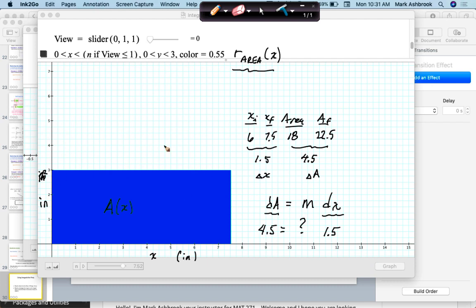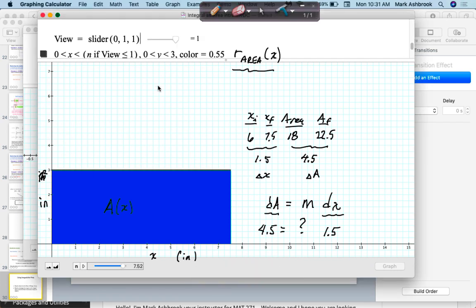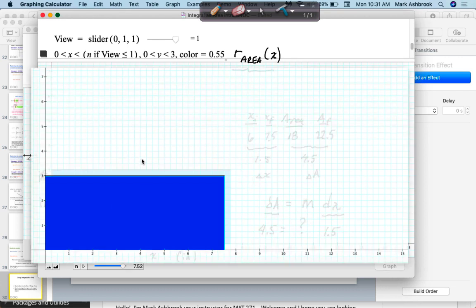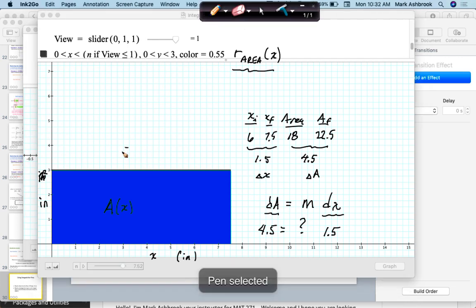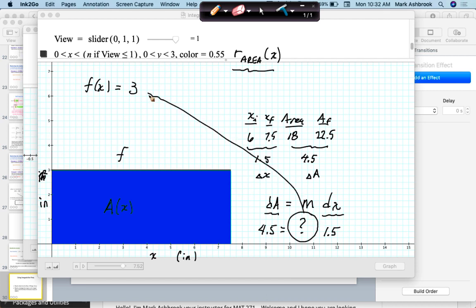And so if this is the function f, what is the definition of f? f of x is the constant function 3. Notice, my rate of change of area is the same as the value of the function. This is the huge theme of area. The rate of change of area is the same as the value of the function, not the rate of change of the function. The value of the function.